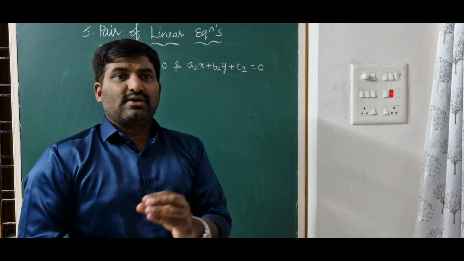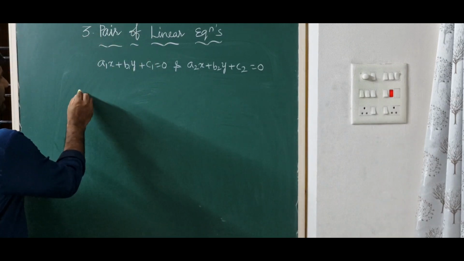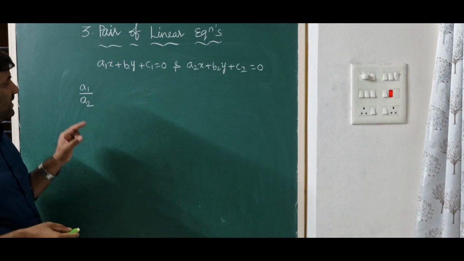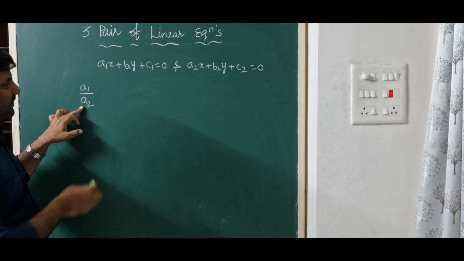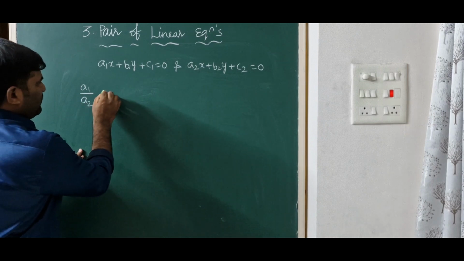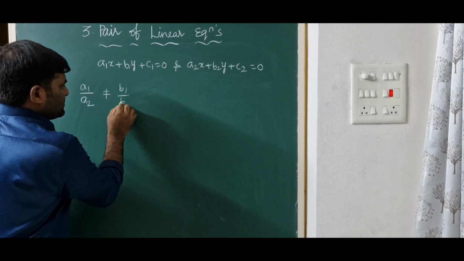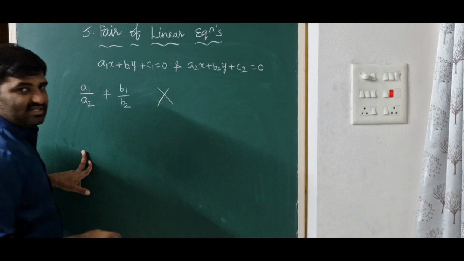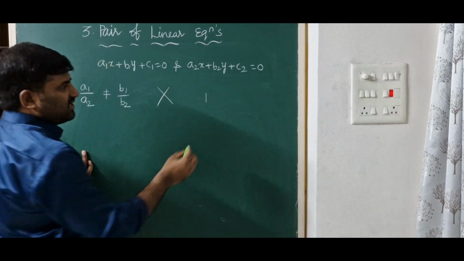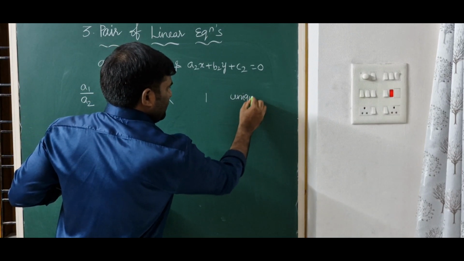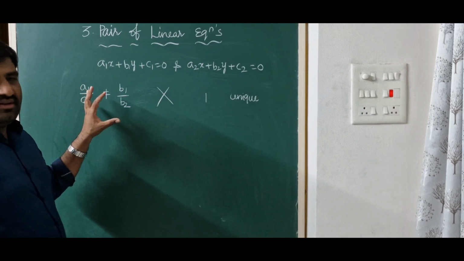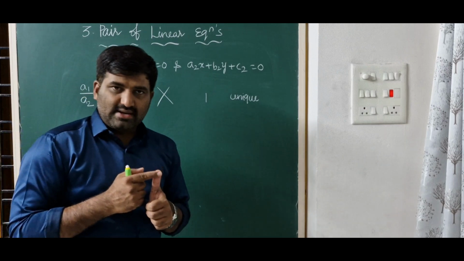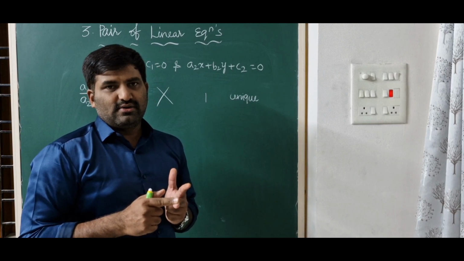For the relationship between the coefficients, first you find the ratios a1 by a2, b1 by b2 and c1 by c2. If a1 by a2 is not equal to b1 by b2, then the lines are intersecting lines. When the lines are intersecting, you will get one solution. This solution is a unique solution. The question will be given with a pair of linear equations, and they will ask you to find whether the lines are parallel, intersecting or coincident.